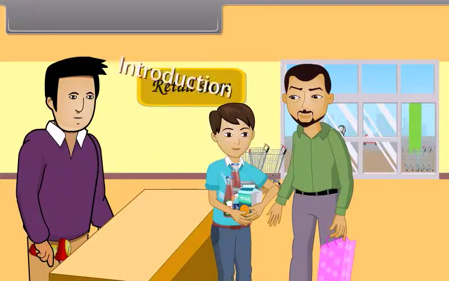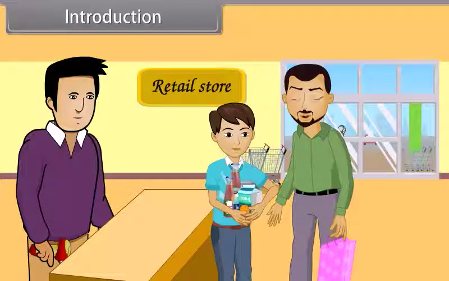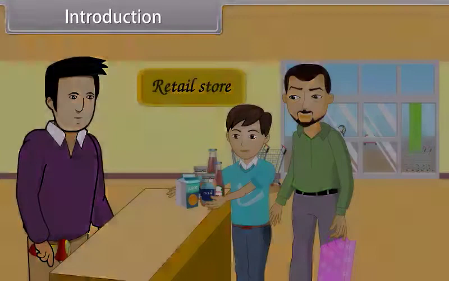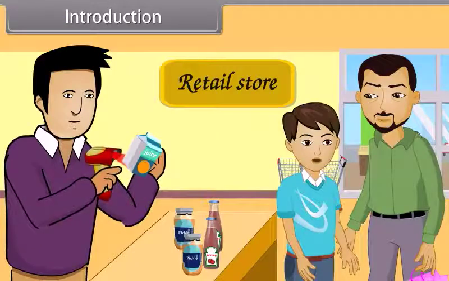Introduction. Son, put all the items on the counter table for billing. Yes, Father. Father, I want to ask you something. Yes, son, you can ask. Father, the shopkeeper is using some light device to access the details of all the goods. What is it and how does it work?